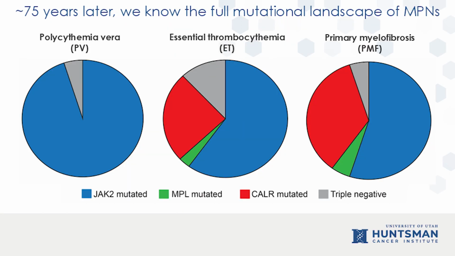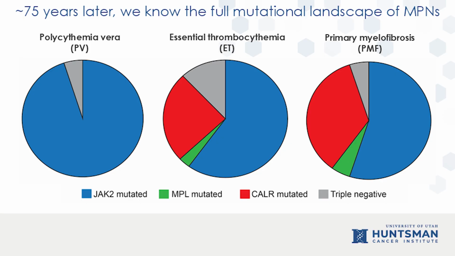Now we know, 75 years later, we pretty much know the mutational landscape of these diseases. We now know that there are 3 driver mutations, driver meaning you only need that mutation to get the disease. So it drives the disease. So we have mutations in JAK2, which are the most common MPN mutation.